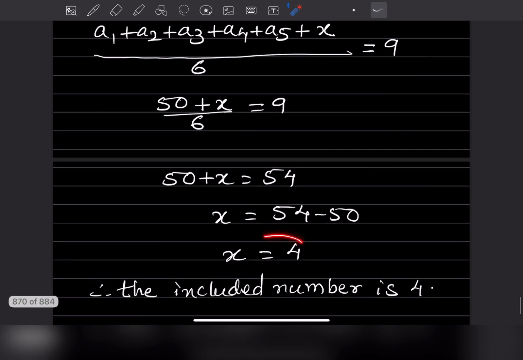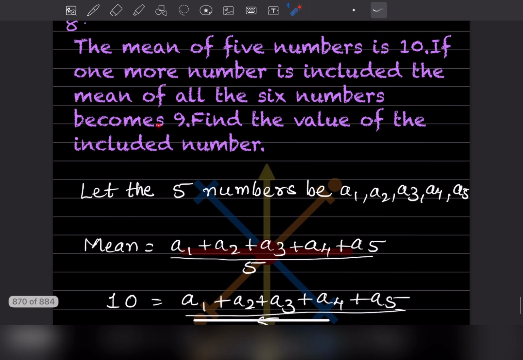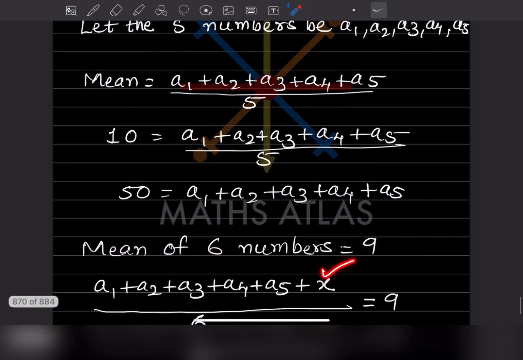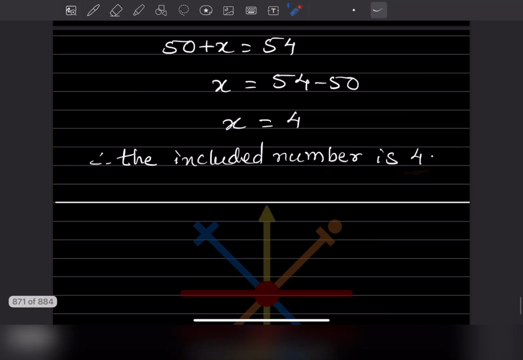So we can say this x is the included number, because they said all the 6 numbers. One more number is included, so we had included this one. So the included number they have asked for is 4.